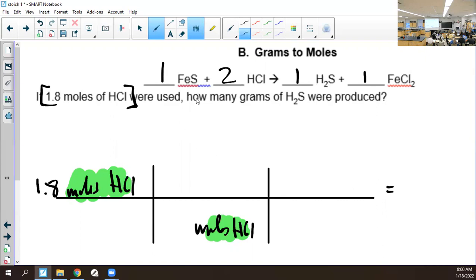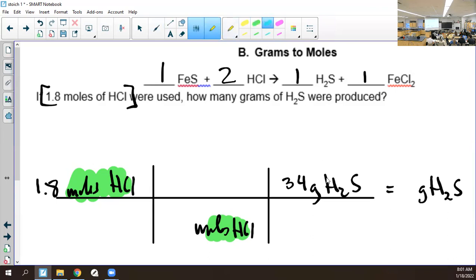So it wants me to solve for the grams of H2S. Then using the periodic table, we would have found that there are 34 grams in every mole of hydrogen sulfide gas. So it would have been 34 grams H2S. Now, we know that the unit at the end is always the unit at the end. That's how I knew this went here.